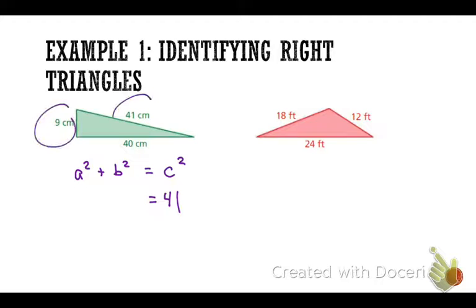It's 9, 41, and 40. 41 is the longest side. Okay? All right, so now does it matter which one you plug in for A or B? Colin. Okay? 9 squared plus 40 squared.